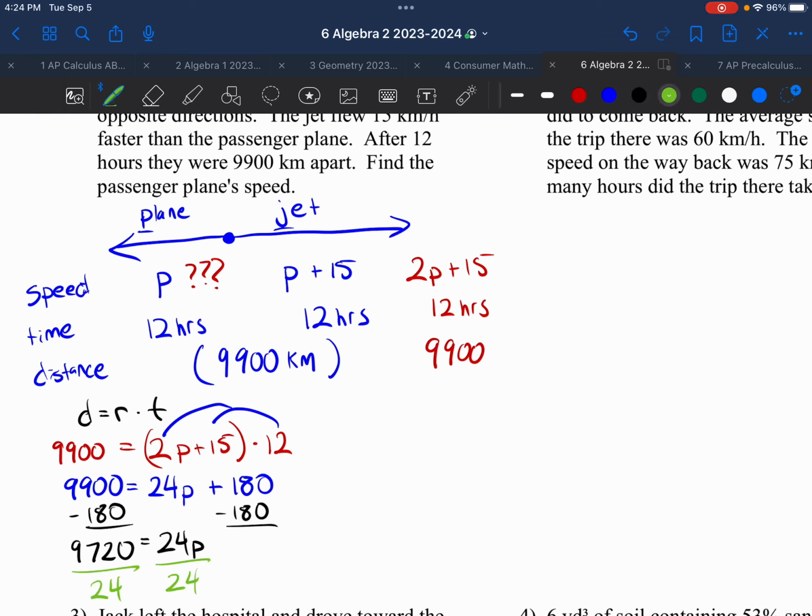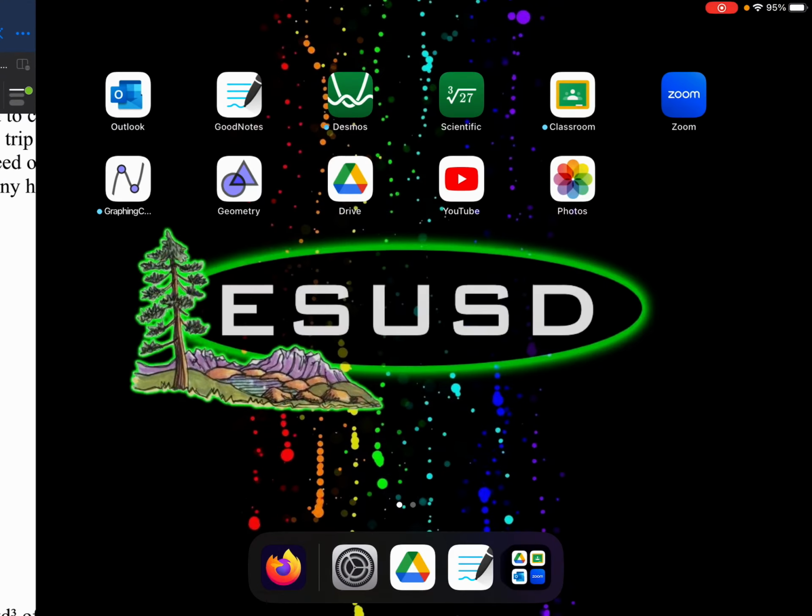I don't know what that is. Well, it's really close to 10,000 divided by 25, which I think is 200. So this is probably like 205 or something like that. Instead of doing this mentally, we have a calculator for this one.